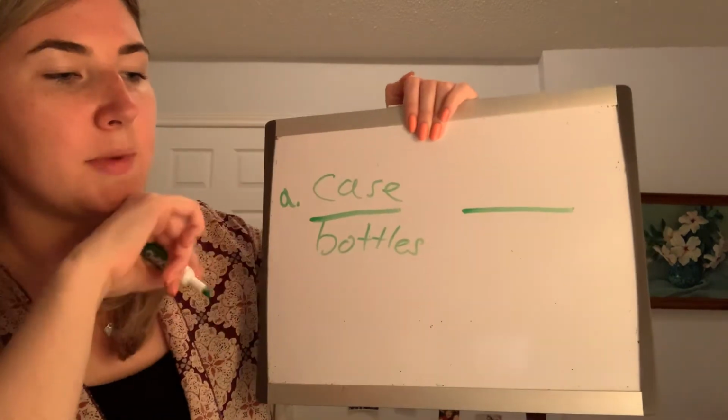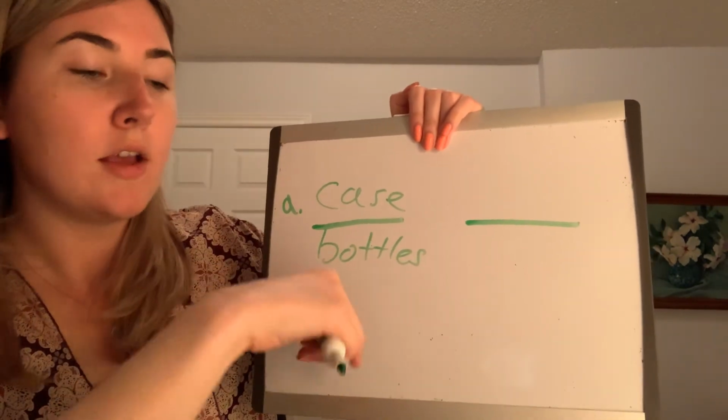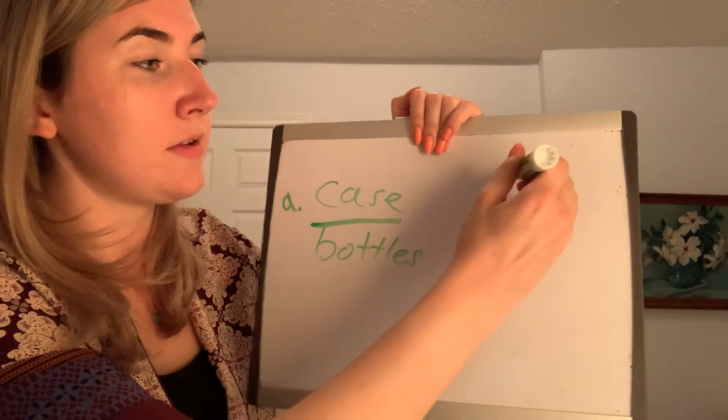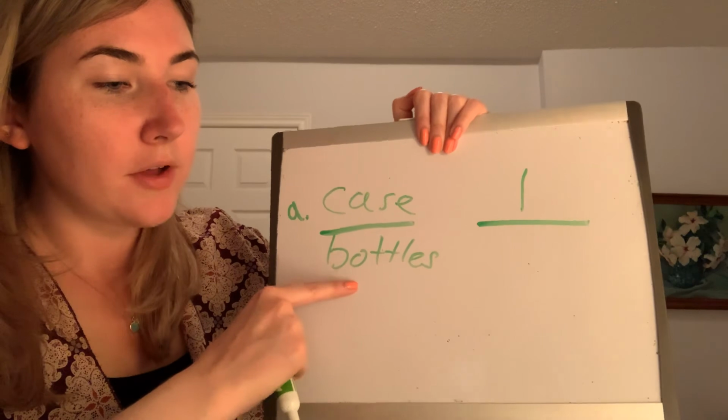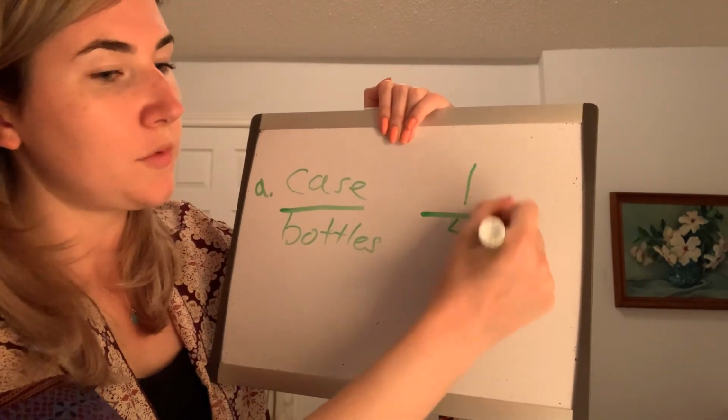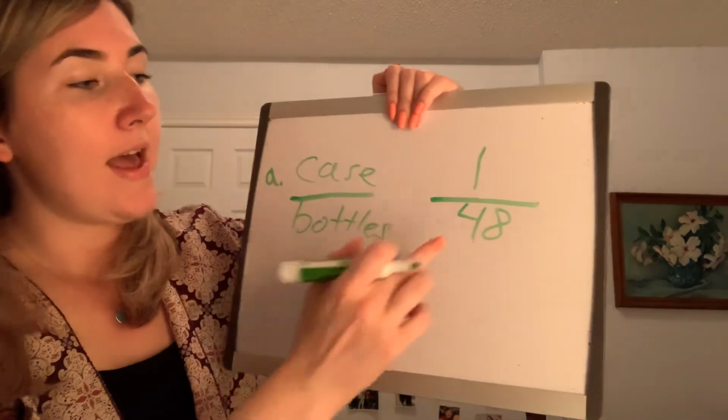And now I'll look back to my sentence. They say each case. So if they're saying each or every, we always know that means 1. And now how many bottles? There were 48. So there is our ratio and our fraction. So you can finish the other examples of part 10 and you are all finished for today.